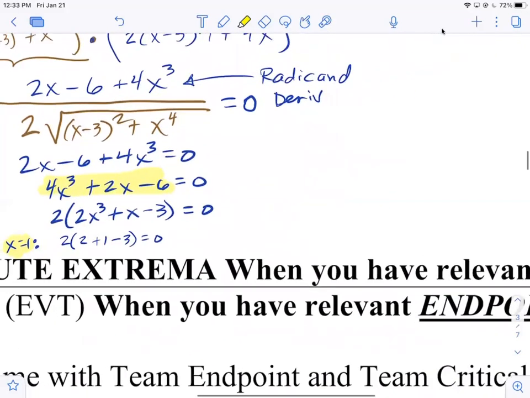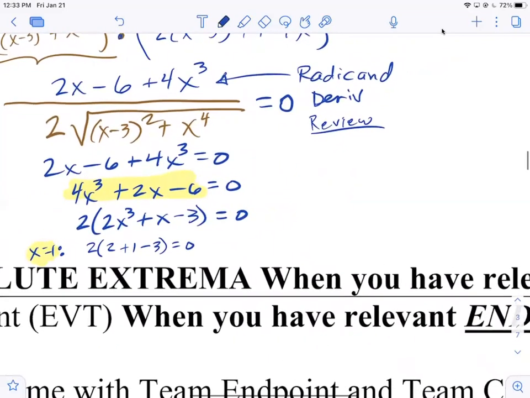Now, just for review, I'm going to show you how we can figure out what the other factor is. I'm going to come to this right here, 2x cubed plus x minus 3, and I'm going to do synthetic division. We did that when we did limits, right? So you don't necessarily have to know this, but it's fun. We have a 2x cubed, we have a 0x squared, we have a 1x and a -3. So what I'm doing is writing the coefficients of the cubic polynomial down in descending order with a placeholder.